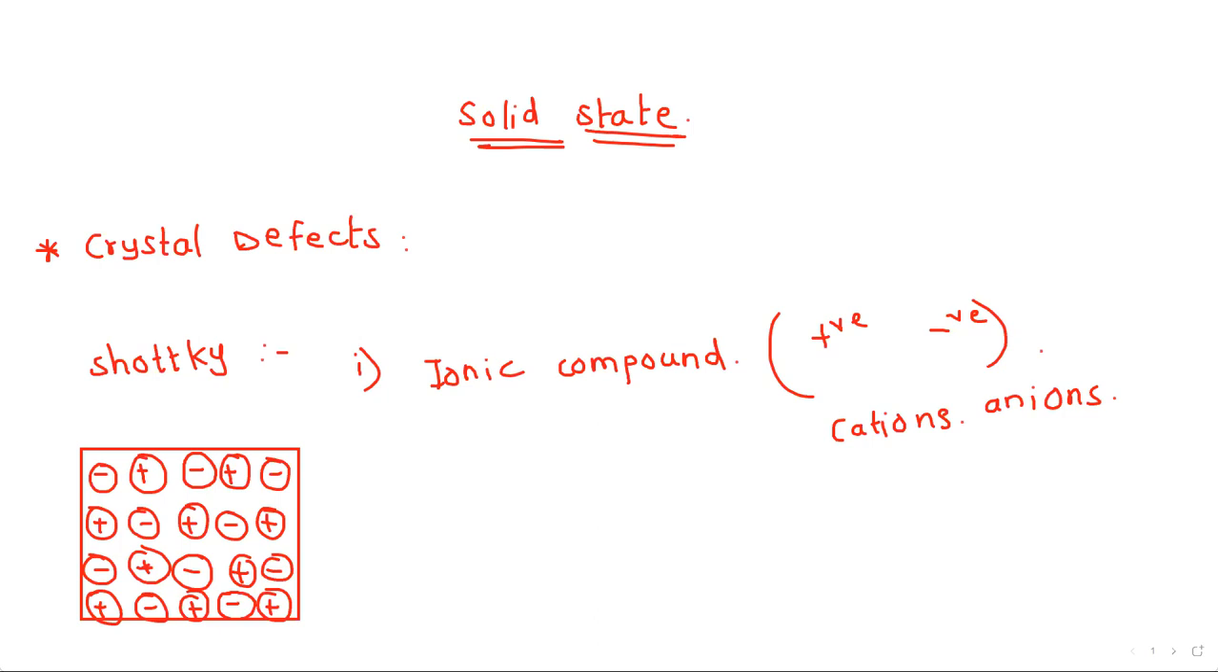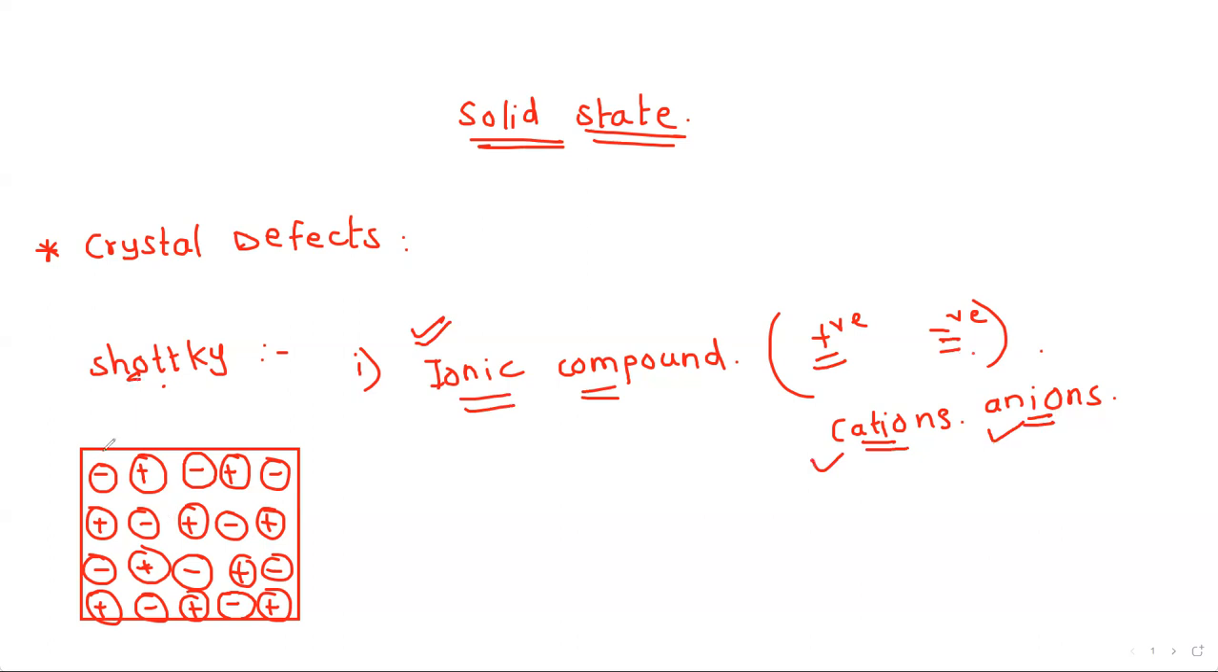Now, as you can see, I have written a very important point in case of Schottky defect, which is ionic compound. What does this mean? Schottky defect is seen only in ionic compounds. What is an ionic compound or ionic solid? Basically, the particles are positively charged and negatively charged, that is, they are called cations and anions. The particles in an ionic compound are always cations and anions, and only in this kind of compound is the Schottky defect seen.